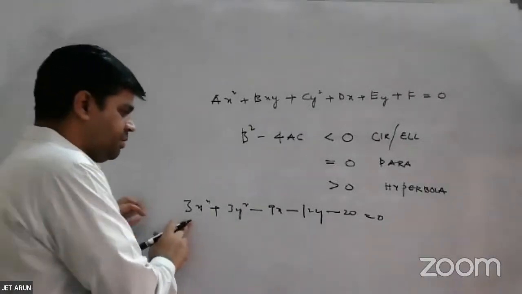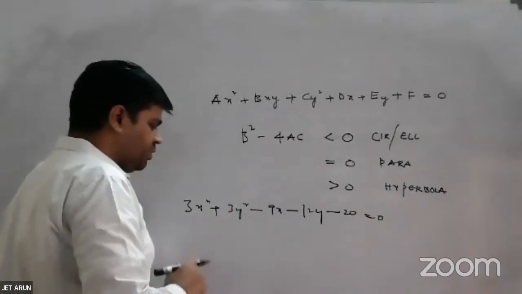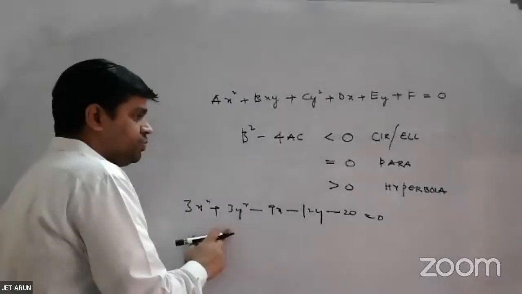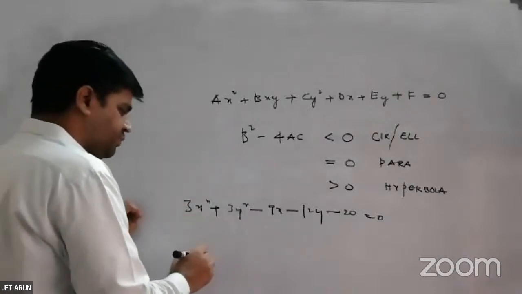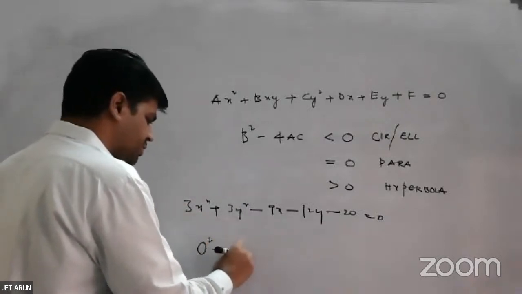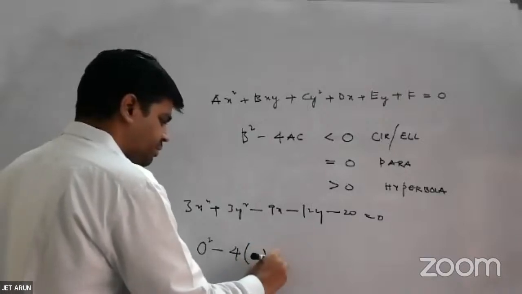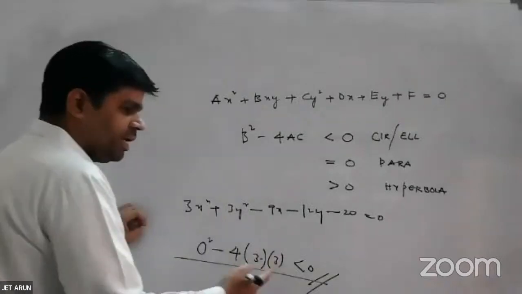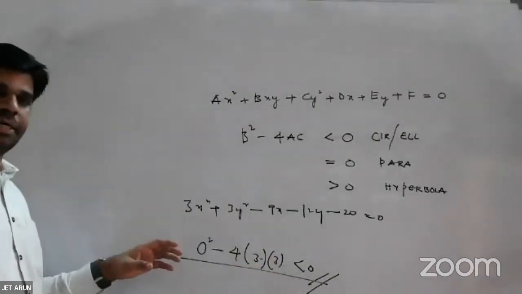Alright, 3x square plus 3y square minus 9. What is the value of a here? 3. What is the value of b? 0. But the value of c is 3. So I'll find out b square minus 4ac. 0 square minus 4 times 3 times 3, which comes out to be negative. If it is negative, it's a circle or an ellipse.